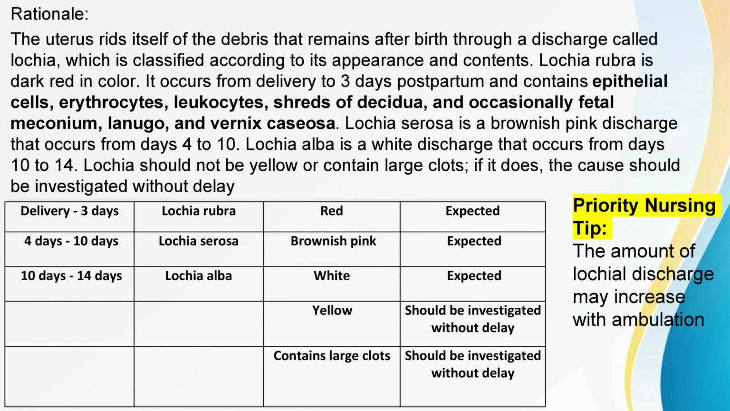Lochia serosa is a brownish-pink discharge that occurs from days 4 to 10. Lochia alba is a white discharge that occurs from days 10 to 14. Lochia should not be yellow or contain large clots. If it does, the cause should be investigated without delay. Priority nursing tip: the amount of lochial discharge may increase with ambulation.